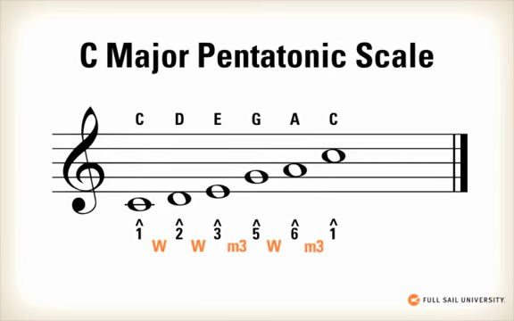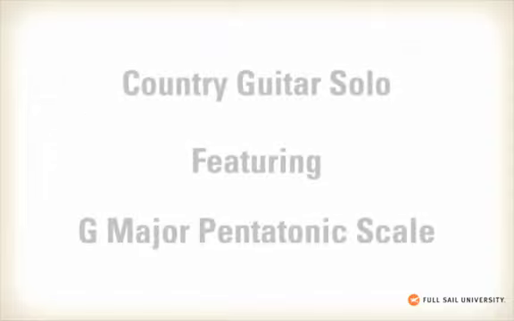The highly consonant and accessible major pentatonic scale has been used in folk music throughout the world for centuries. The major pentatonic scale is still used in most types of popular music today. One genre that is known for its use of this scale is country music. Here is an example of a country tune that is built from the G major pentatonic scale.